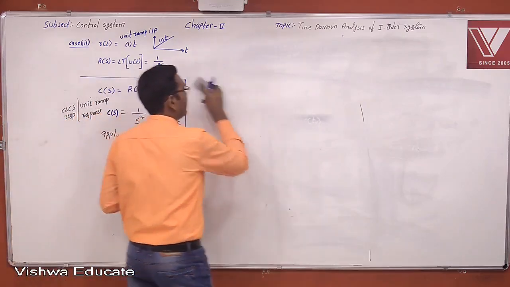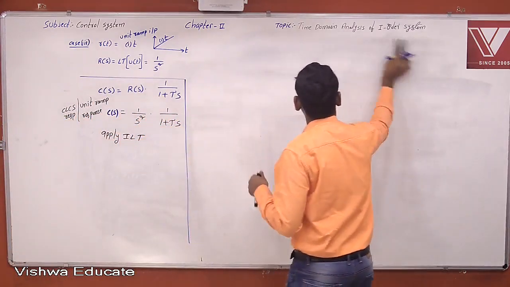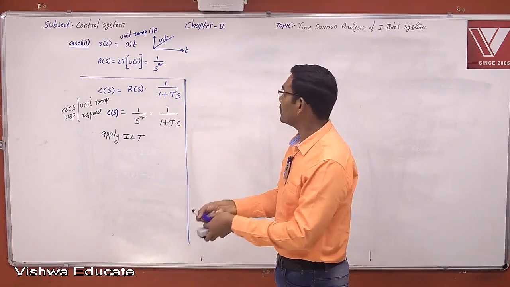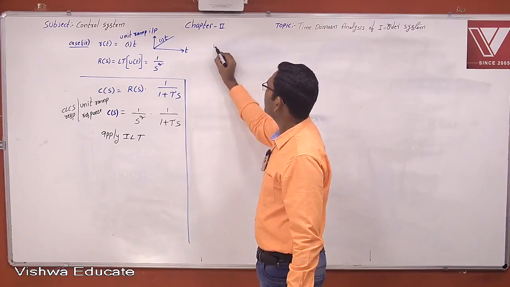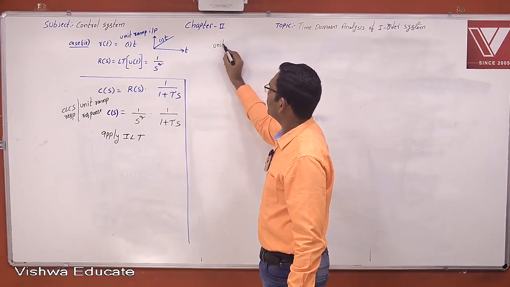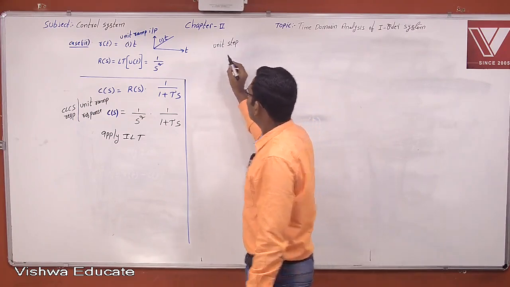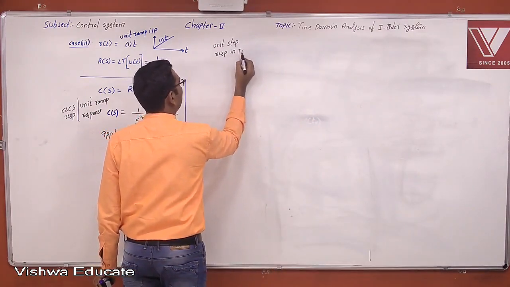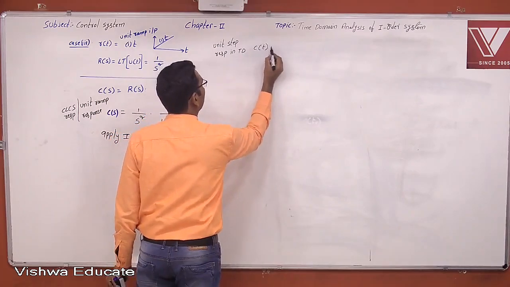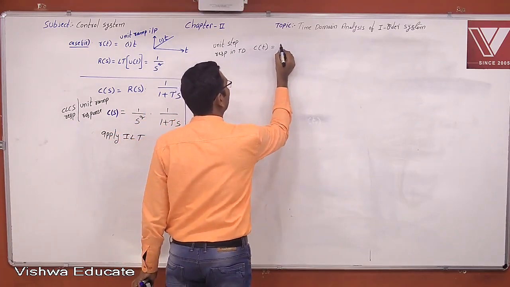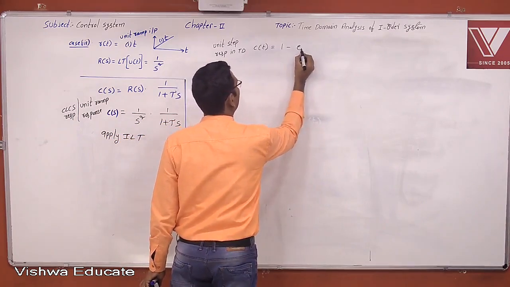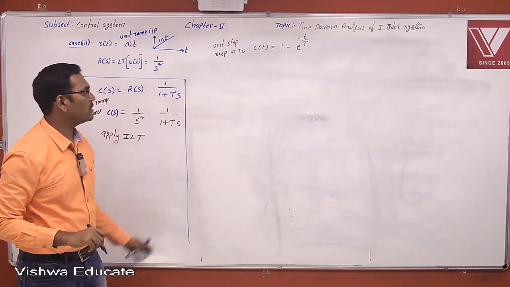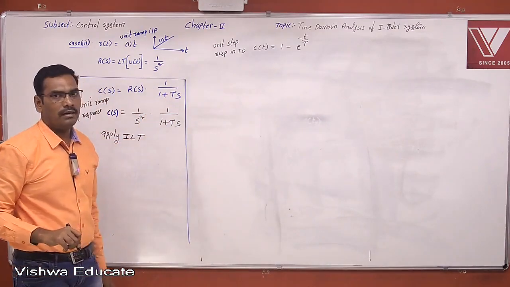Now, students, I am asking: just now you finished time domain analysis of a first order system. For the same first order system you have a unit step response. What is the unit step response? This is the unit step response in time domain. C of t is equal to 1 minus e power minus t by tau. Students, this is the unit step response in a first order system.